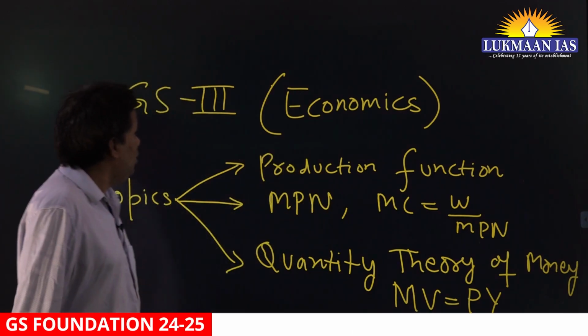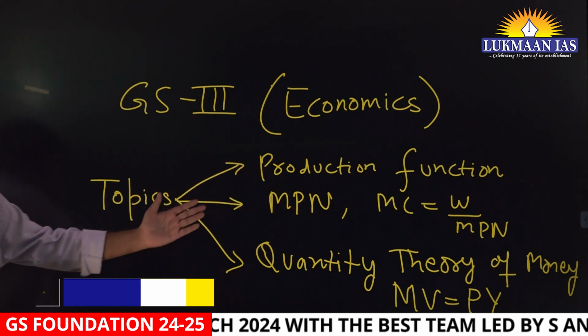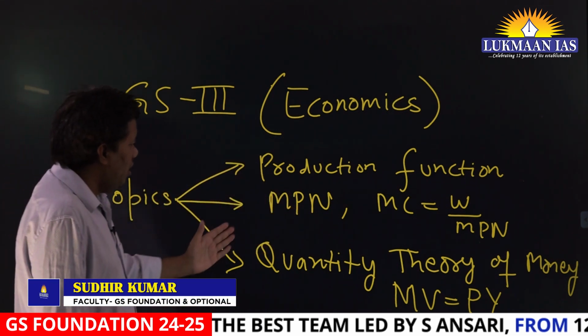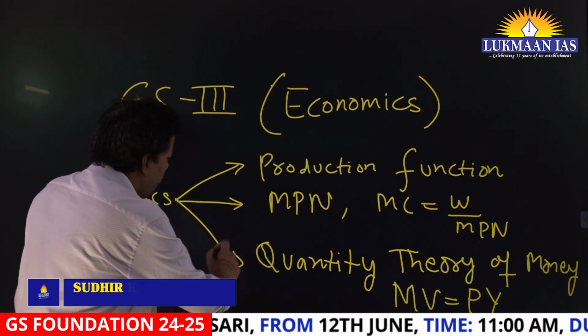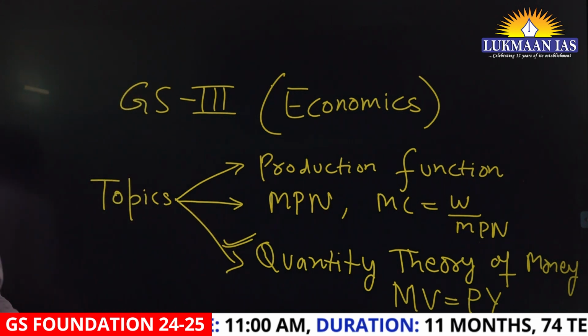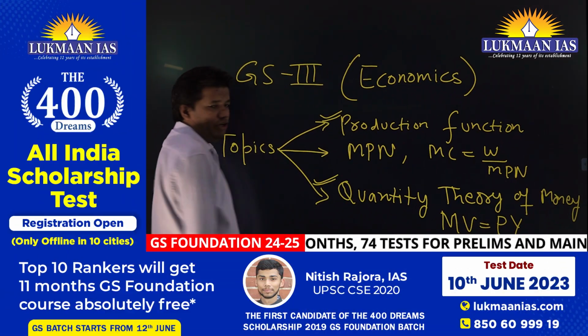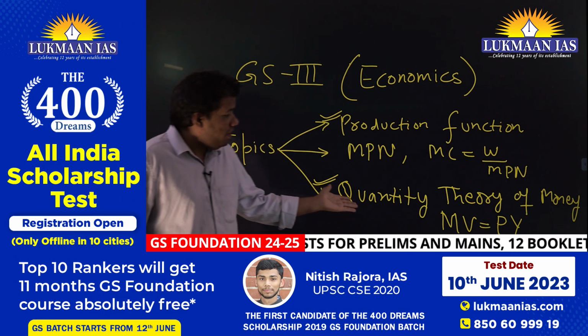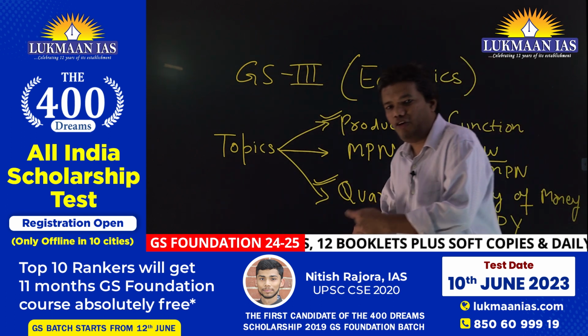This is the GS3 economics lecture. Today we will discuss mainly three topics: production function, MPN, marginal cost, and quantity theory of money. Quantity theory of money is important, right? According to me, as a UPSC aspirant, you must know these two things: production function and quantity theory of money. UPSC has indirectly asked questions, mainly in prelims, related to quantity theory of money.